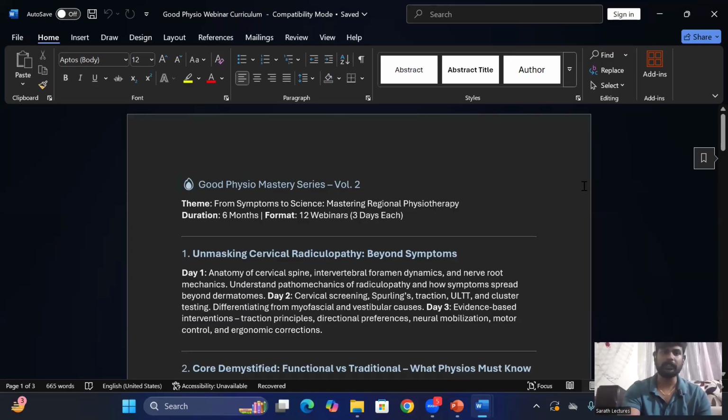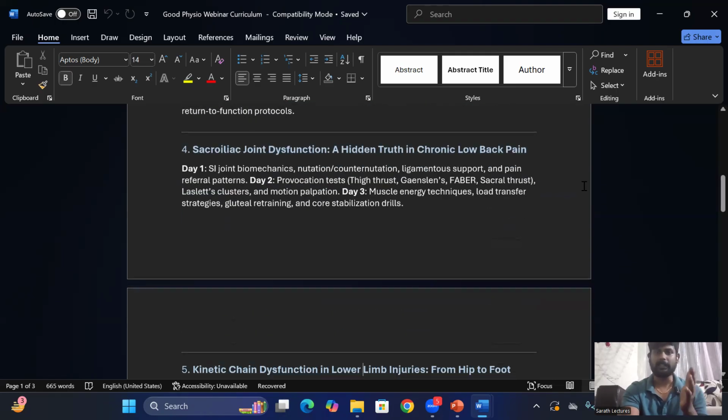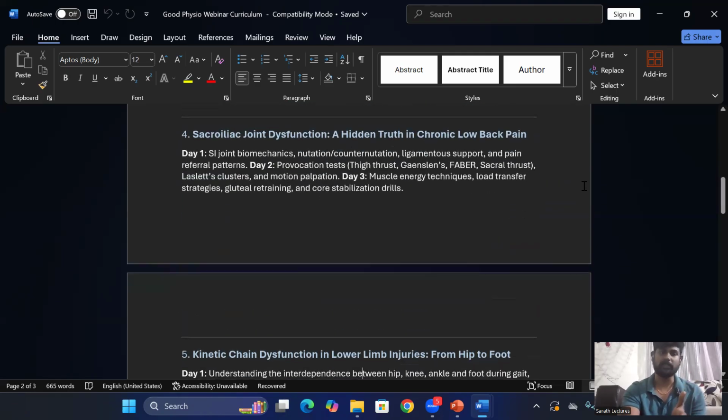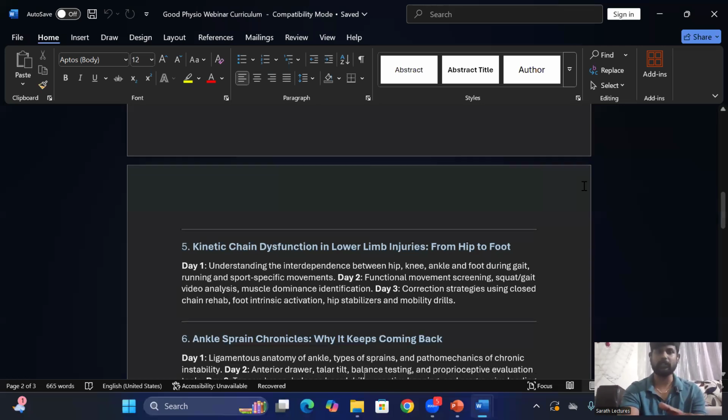Here you can see there is a core, whatever I told you, right? I will teach you in depth the assessment and also the evidence-based treatment program, including Pilates principles, functional training, cross training, everything in depth. Likewise, lateral epicondylitis, sacroiliac joint dysfunction, kinetic chain dysfunctions in the lower limb. We are only treating ACL meaning only the knee joint, ankle sprain meaning only the ankle joint. We are not focusing on the kinetic chain of the lower limb. So we are going in depth into those things also.